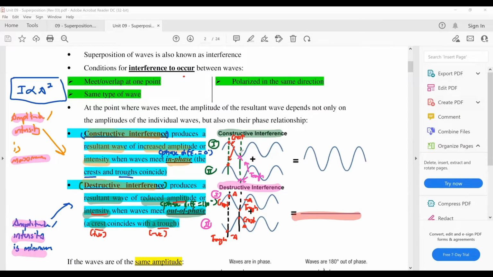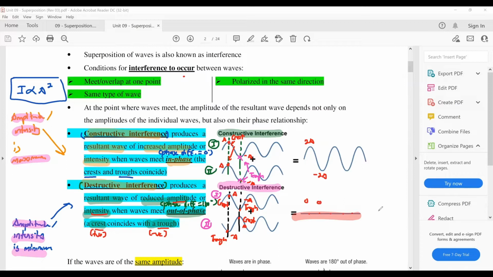Now, if you look at the constructive interference part, crest meets with crest, trough meets with trough, you will get a new wave that is larger than before. It has increased amplitude, it has increased intensity. So if you want some values to appreciate it, you can also say that this one has, say, amplitude A, this one negative A, this one negative A. So A plus A will give you 2A. Negative A plus negative A will give you negative 2A, right? Whereas this one here will always give you 0, okay?